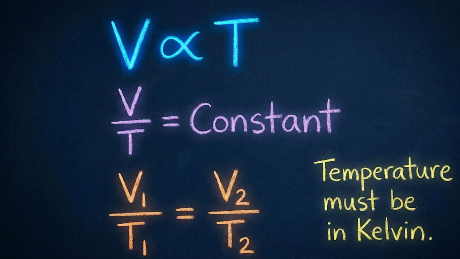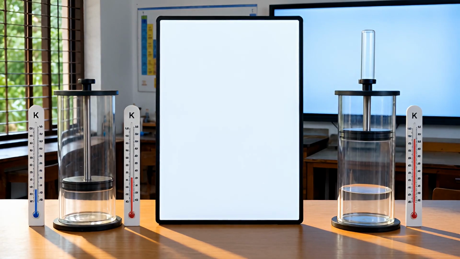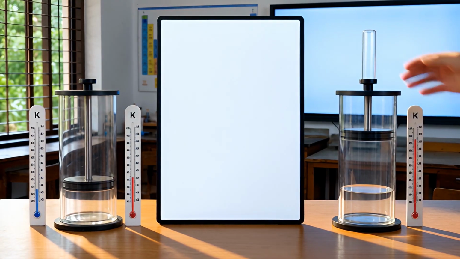Third question: what is the mathematical form of Charles's law? Answer: V represents volume, and T represents temperature. V is directly proportional to T, that is, V divided by T is a constant. When two different states are compared, V1 divided by T1 is equal to V2 divided by T2. In this equation, the temperature must always be expressed in Kelvin.